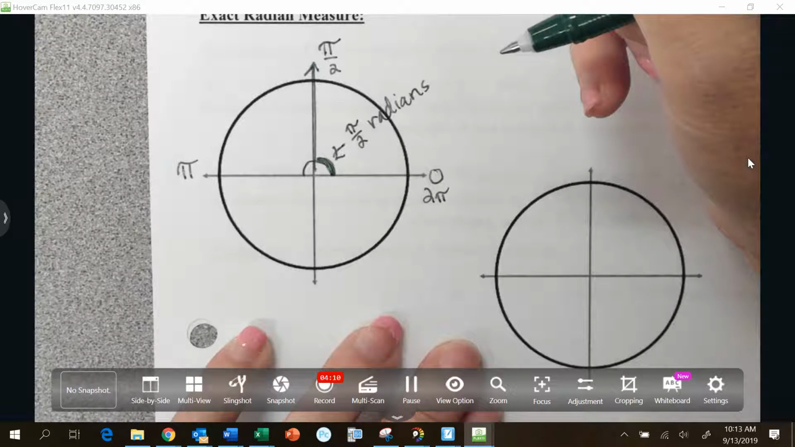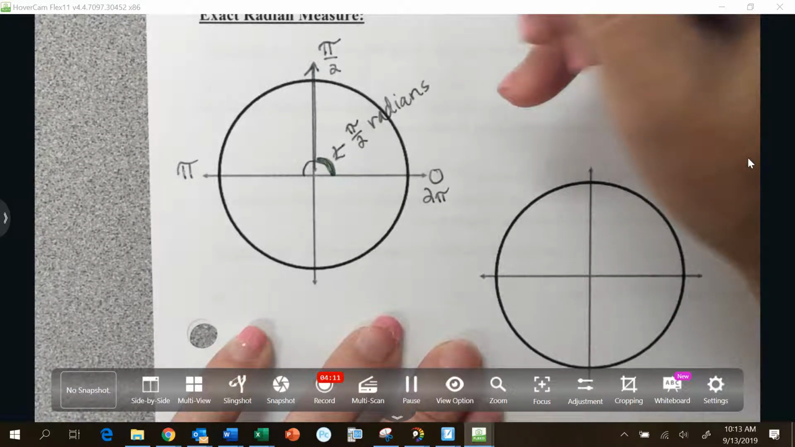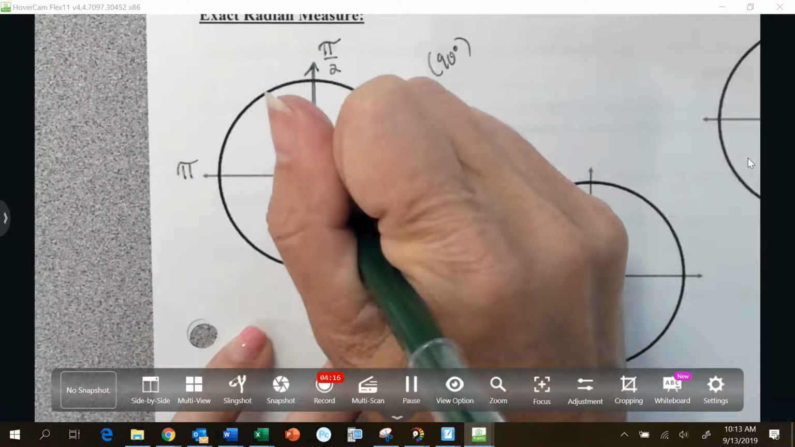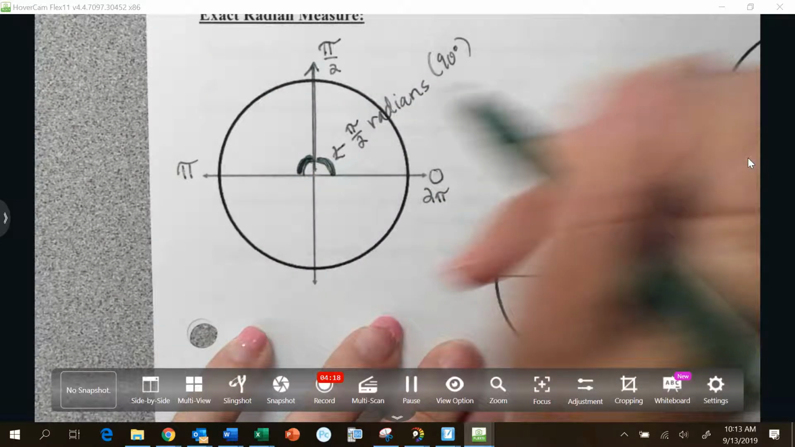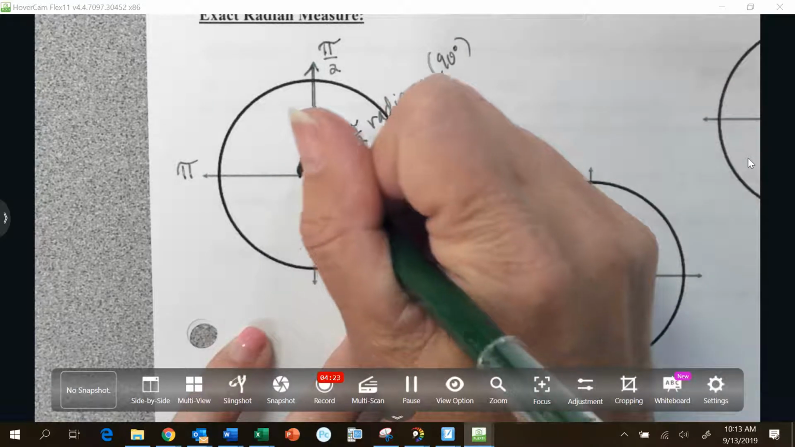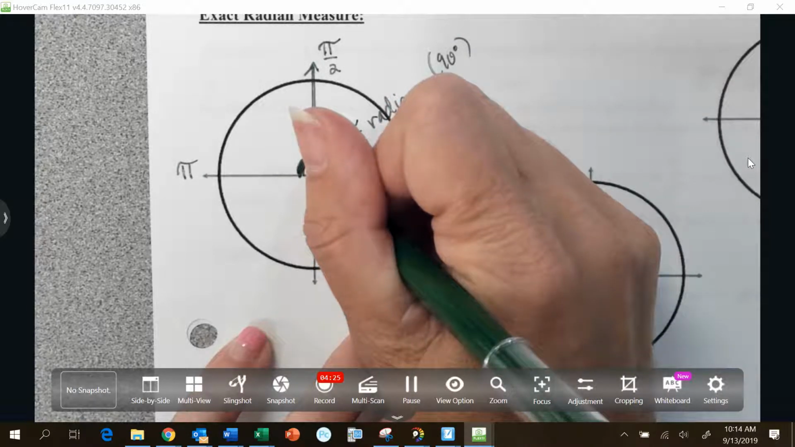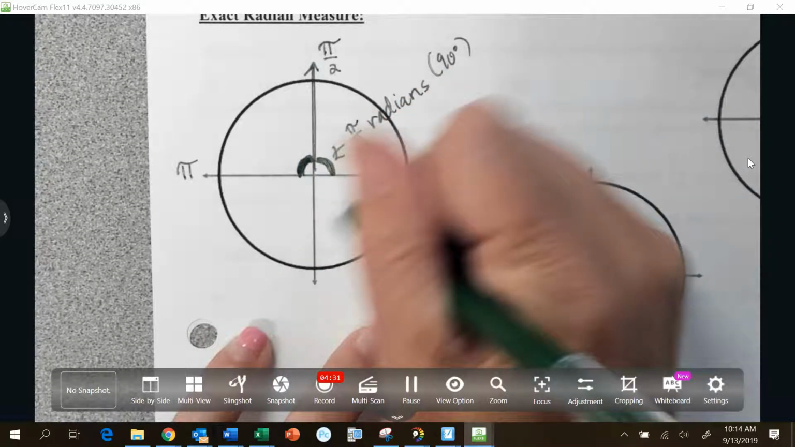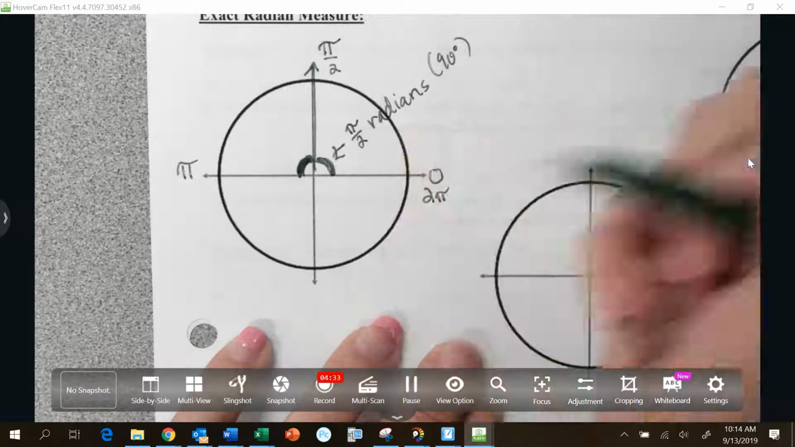What is it in degrees? 90 degrees. What is the measurement of just this quadrant in radians? This one right here. Just this quadrant. Louder. What is it? Pi over 2. I mean, if I divide these evenly, each one of them is going to be pi over 2.